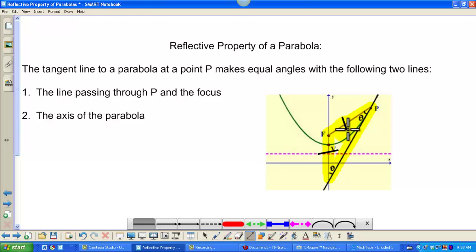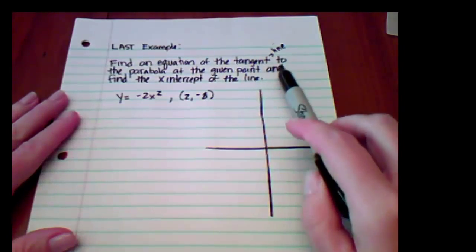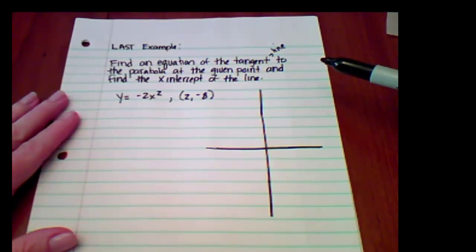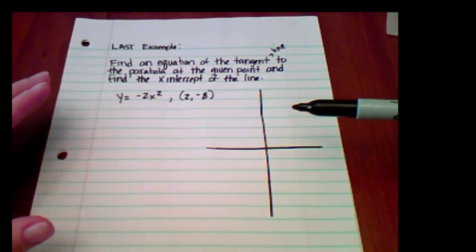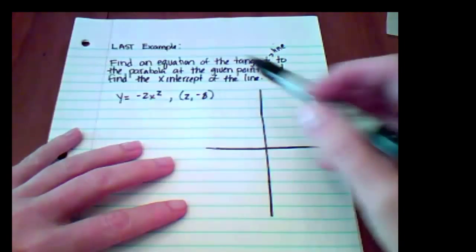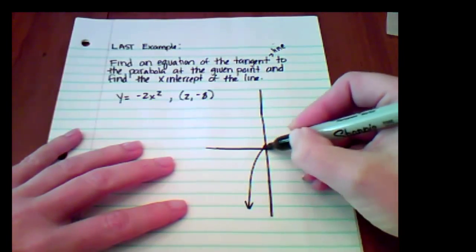Let's do an example problem to show how this is used. For our last example, we're going to find an equation of the tangent line to the parabola at the given point, and we're going to find the x-intercept of the line. So we're going to use our reflective property of parabolas to answer this question. So if I have y equals negative 2x squared, I know that I have a vertex at 0, 0, and I know that this is going downward.